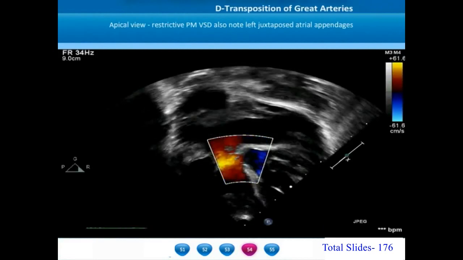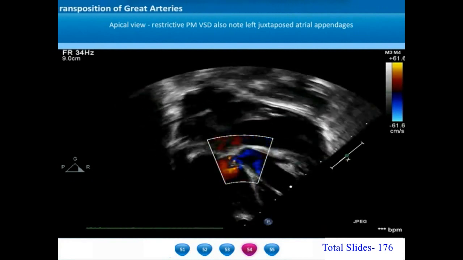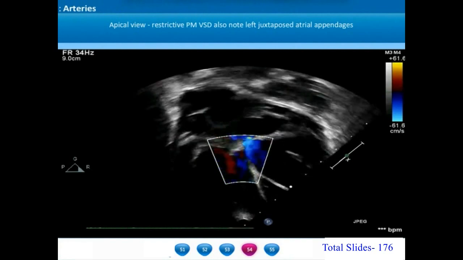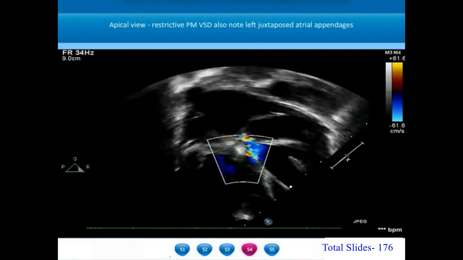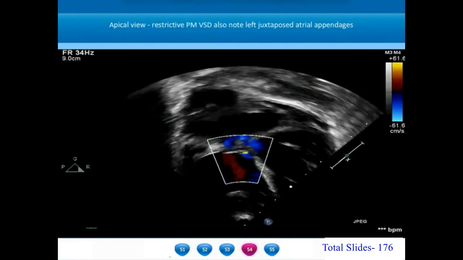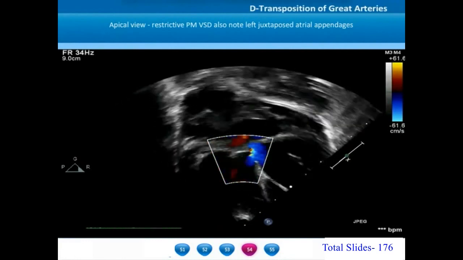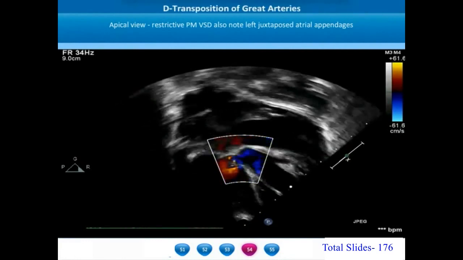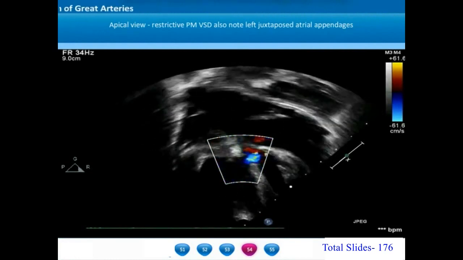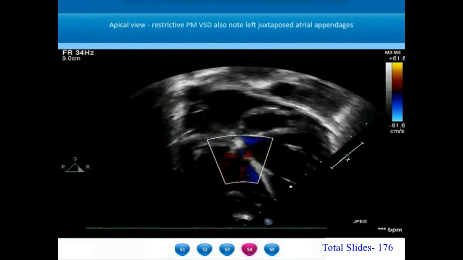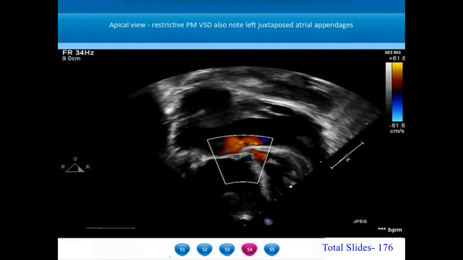In this apical view, we are able to appreciate a restrictive perimembranous ventricular septal defect. The ventricular septal defect is in close relation to the anteroseptal tricuspid commissure. You can also notice that there is a left juxtaposition of the atrial appendage. The right atrial appendage gets elongated posterior to the great arteries and reaches up to the left atrial border, and this is what is called the right atrial appendage left juxtaposition.